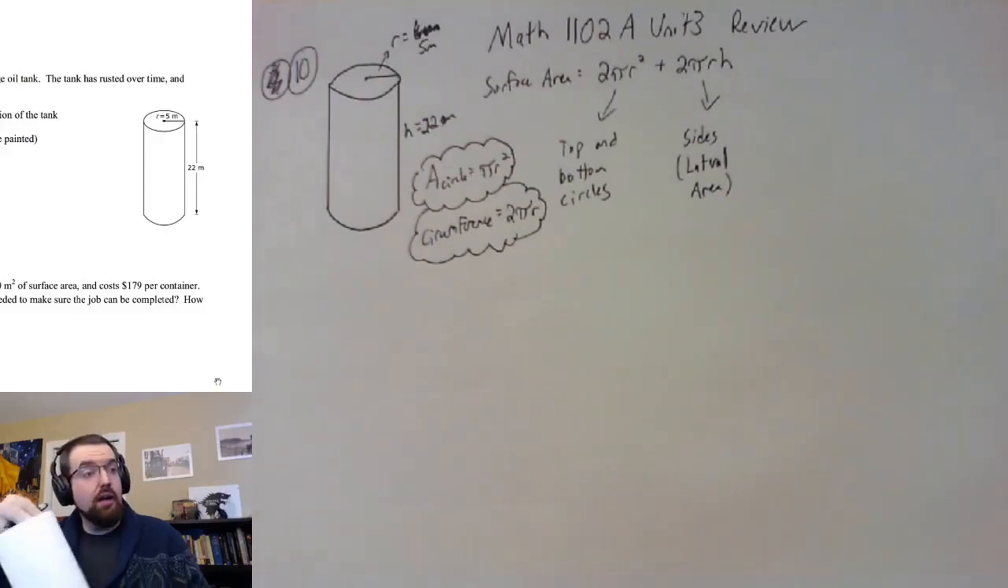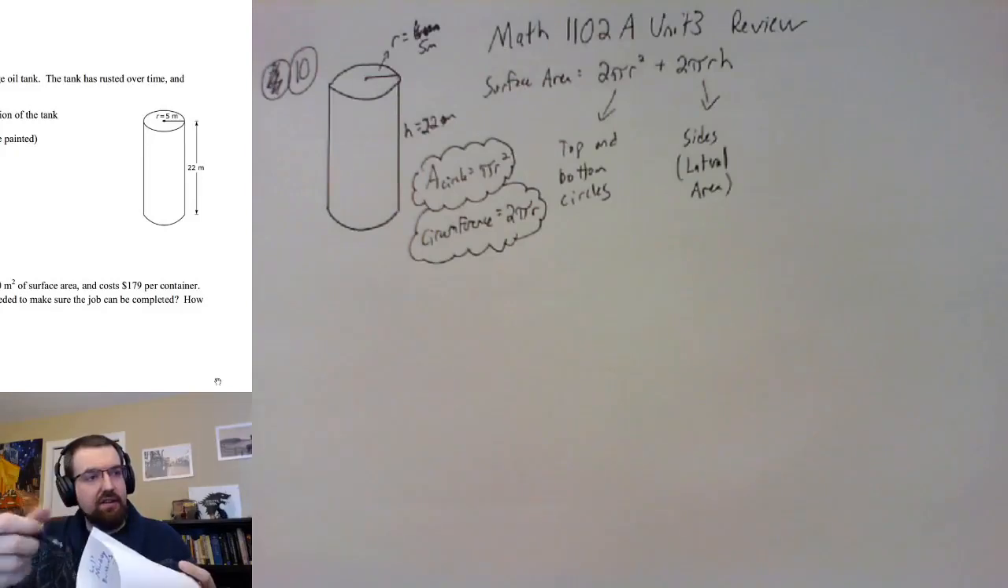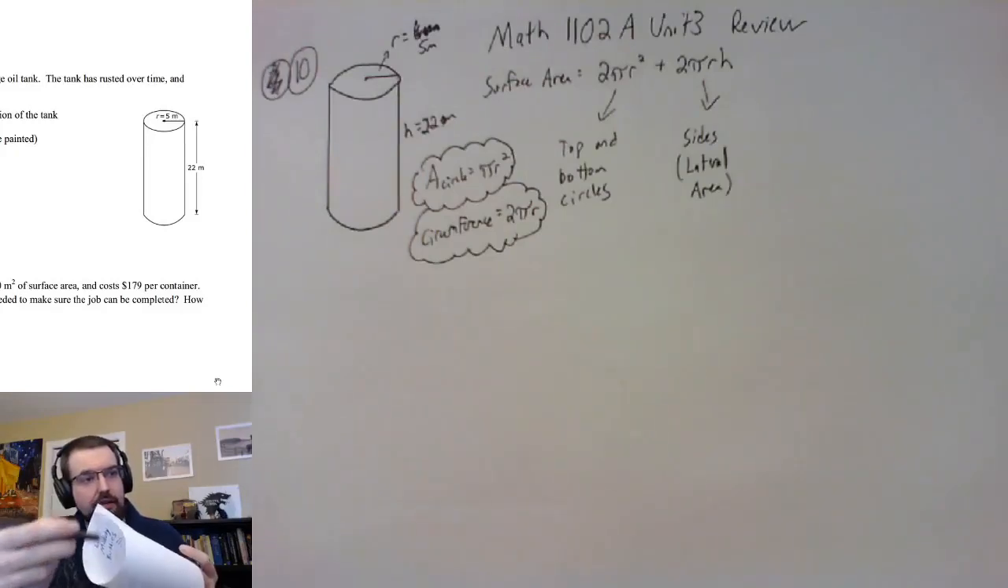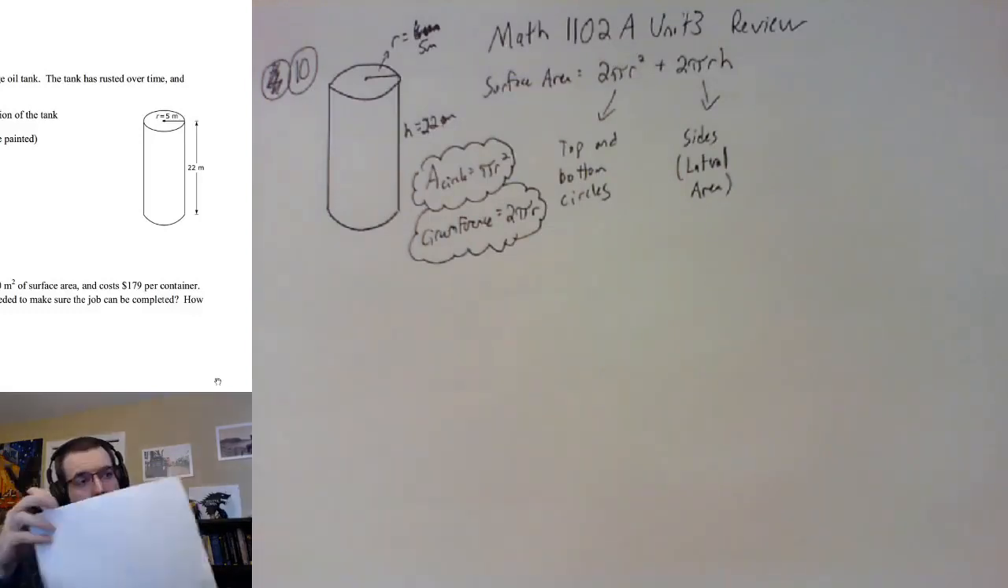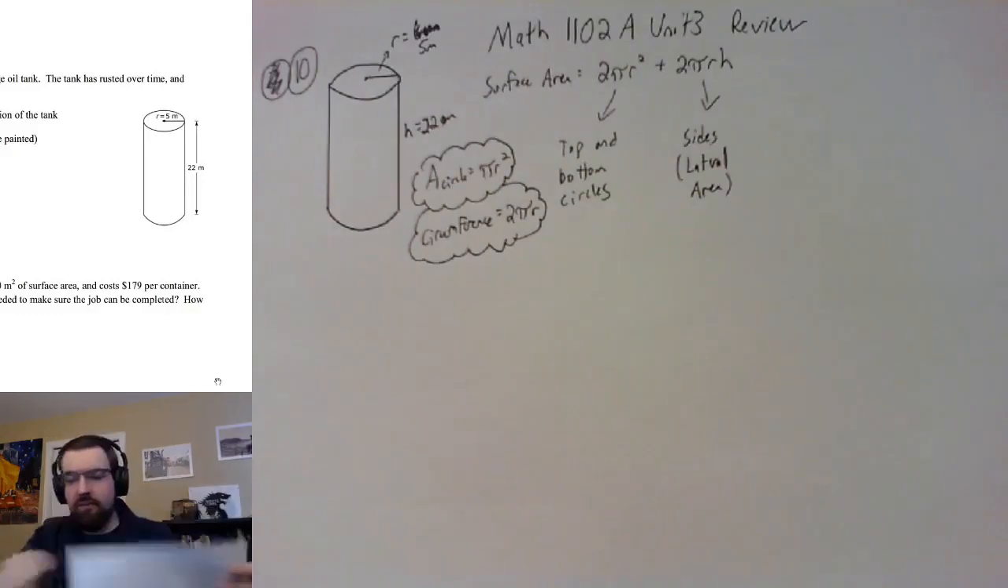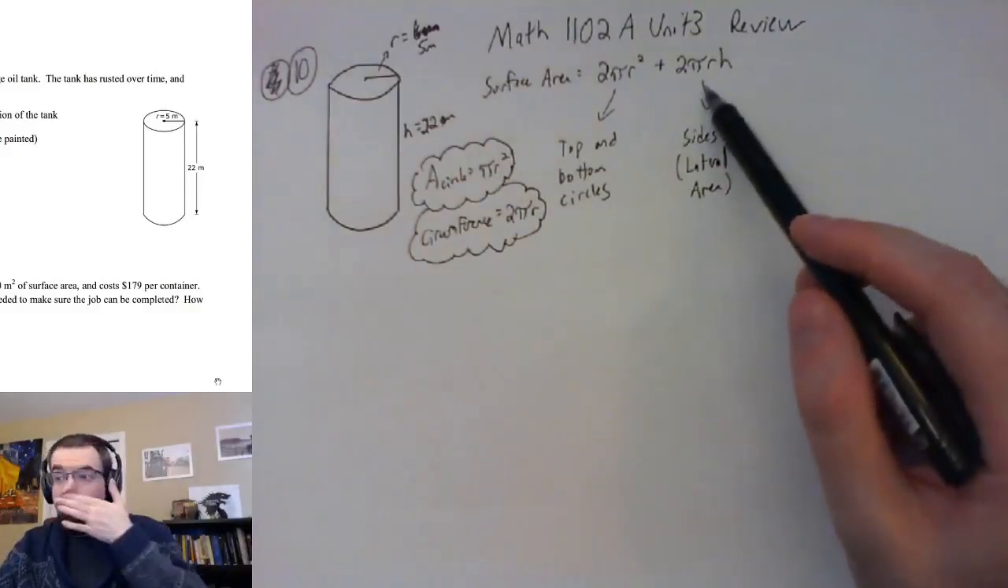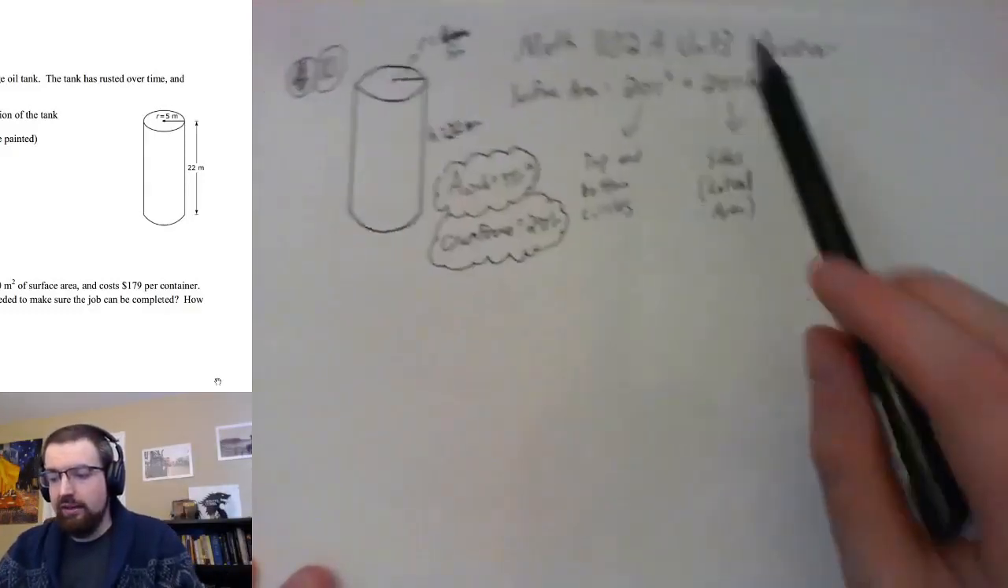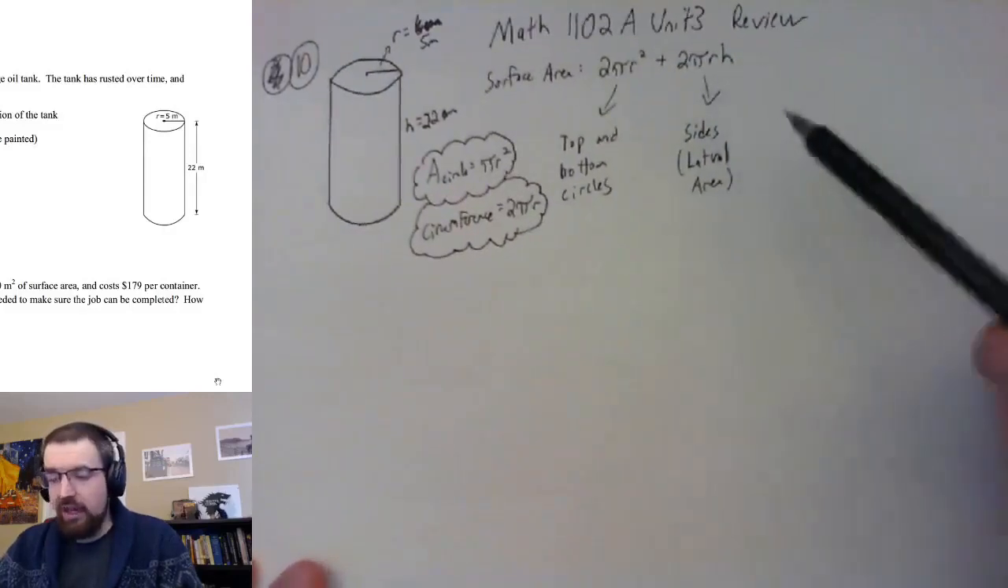So 2 pi r, if we look at a cylinder like so, 2 pi r is the distance around the end of the cylinder, right? It's the distance around this circle. And if we unfold it, the distance around that circle becomes one of the sides of the rectangle. So that is why this is here. 2 pi r is the circumference of the circle times h, which is the height.